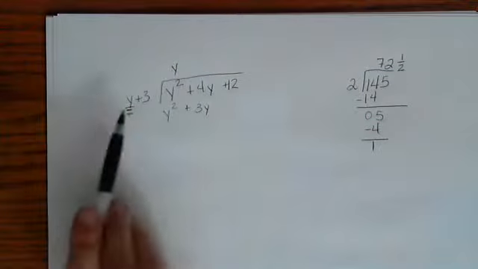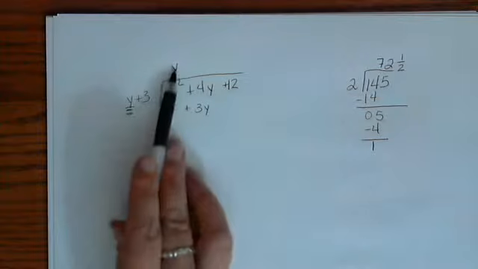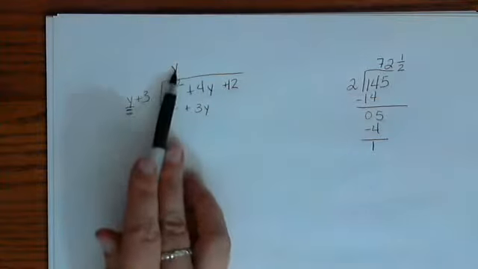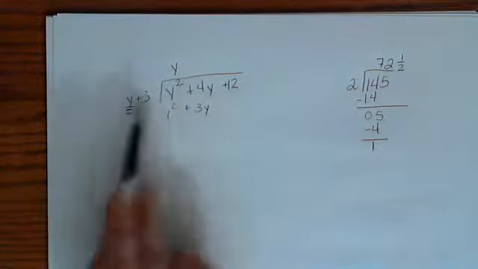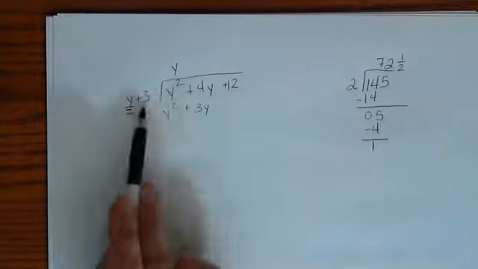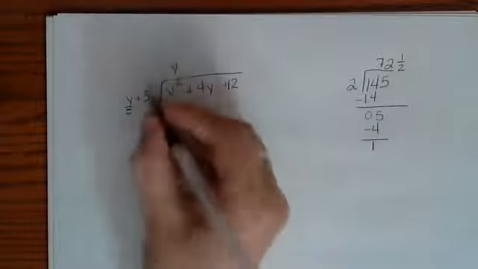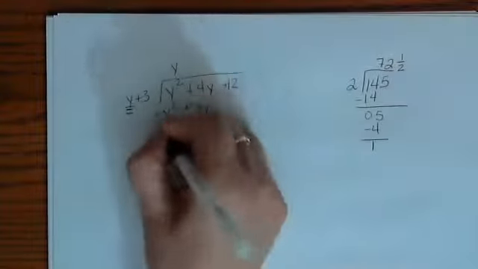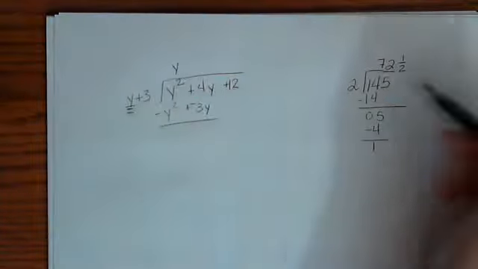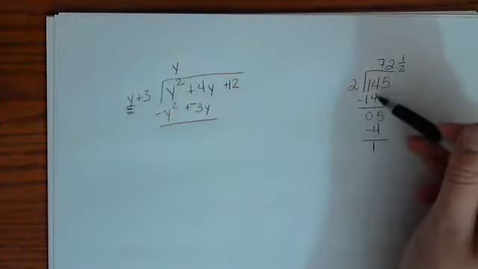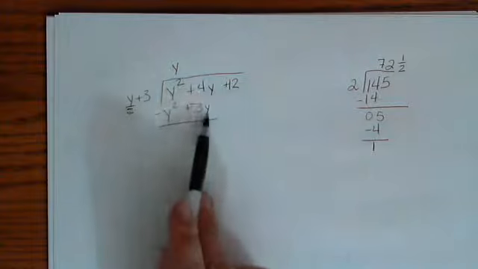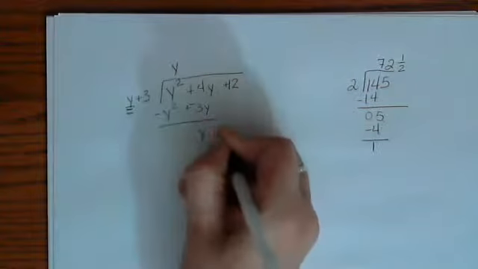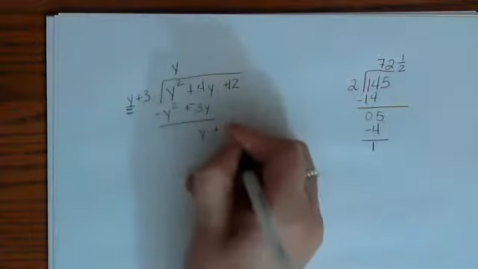Okay. Again, y goes into y squared, y times. So then I multiply this y by this whole thing. Y times y is y squared. Y times 3 is 3y. Next, we're going to subtract off both of those things, just like we did over here where we subtracted off that 14. Now, 4y minus 3y is just y, and we bring down this plus 12.